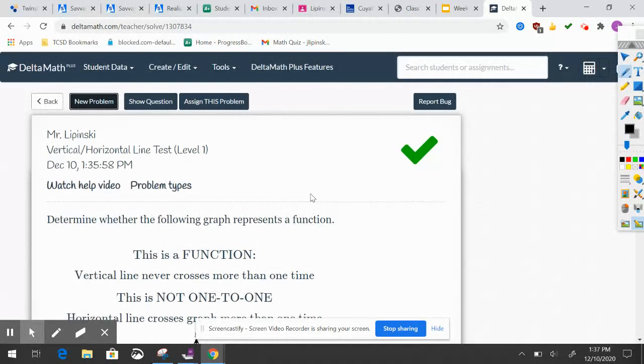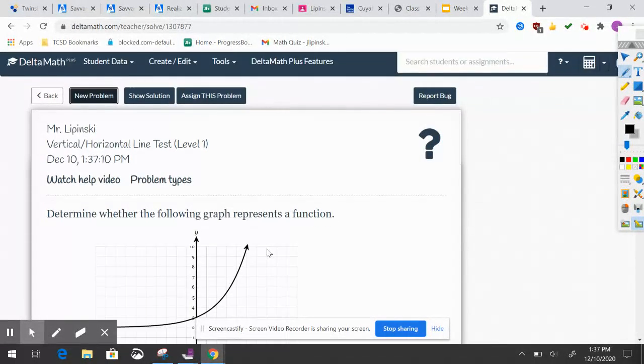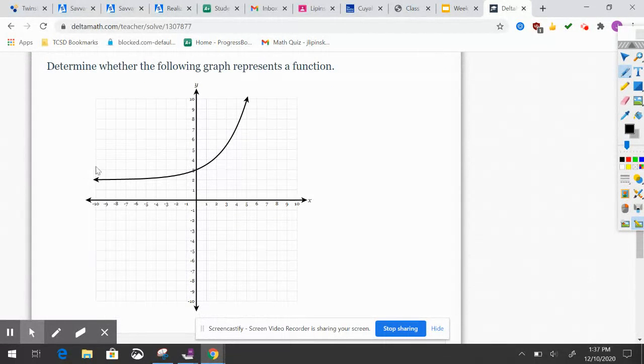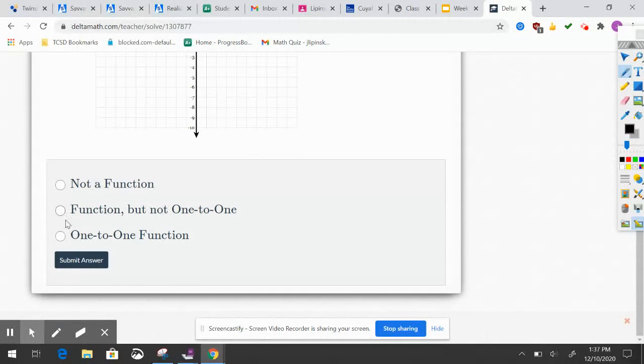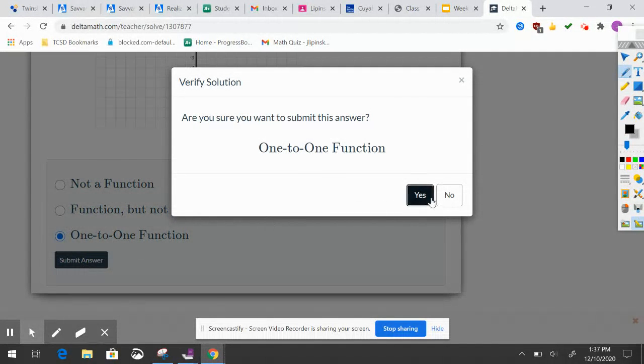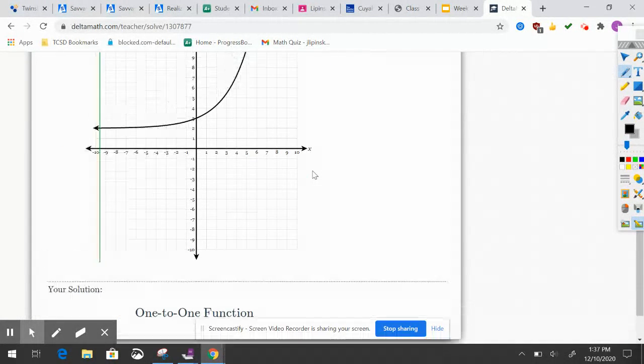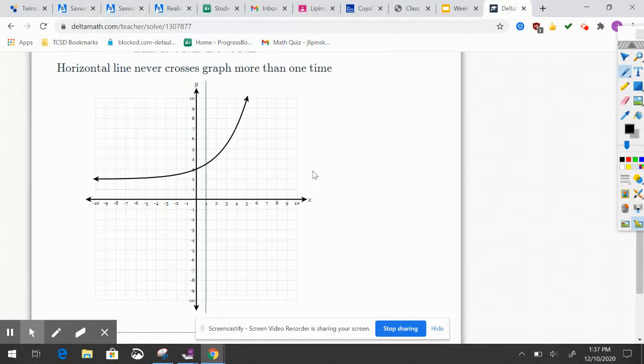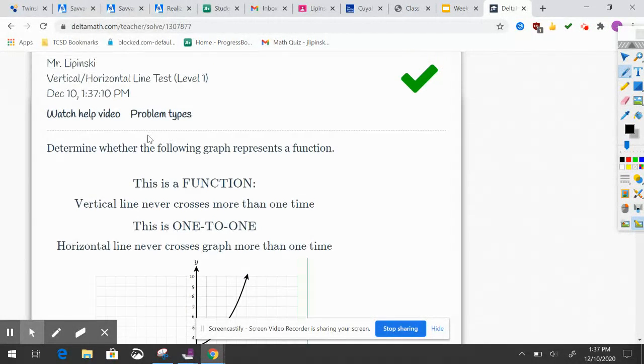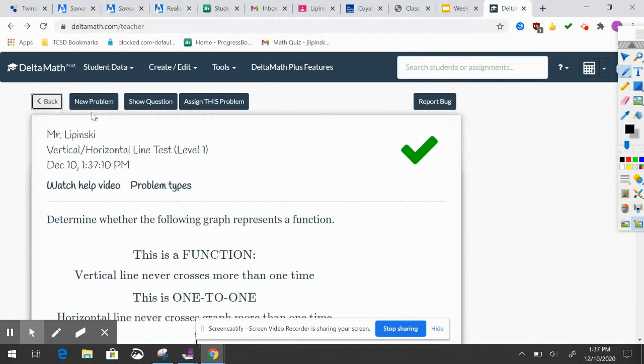So again, doing a new problem like this, yes, this passes the vertical line test. It doesn't hit twice and it passes the horizontal line test. So this would be a one-to-one function because it passes both the vertical line test and the horizontal line test.